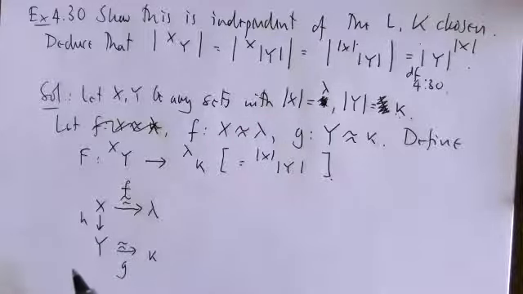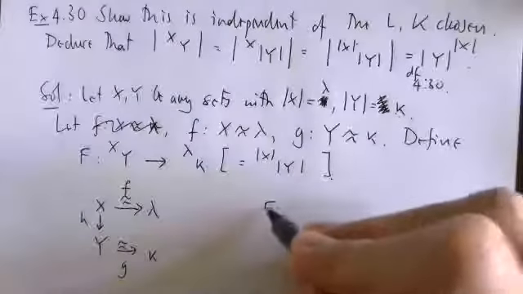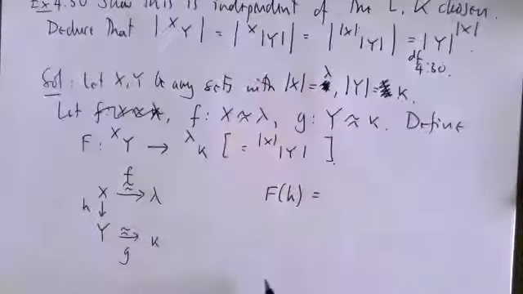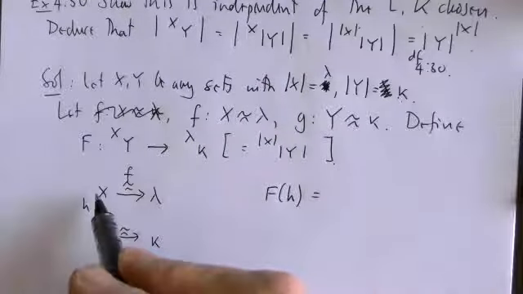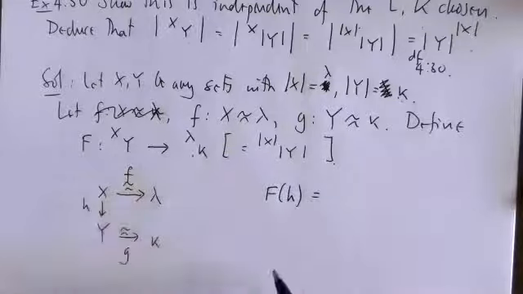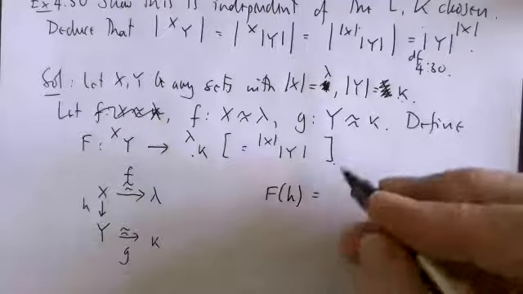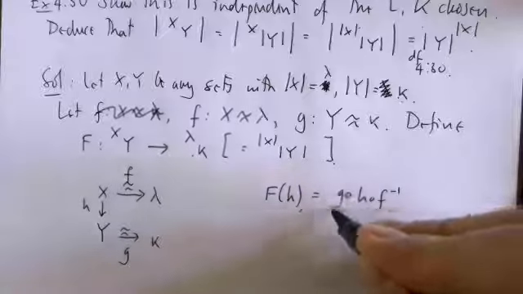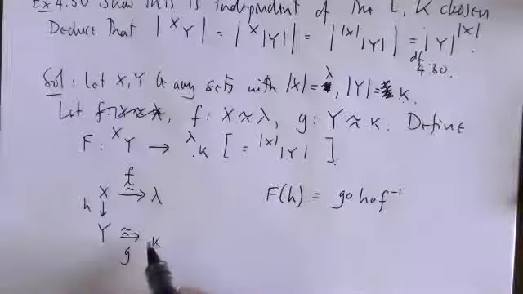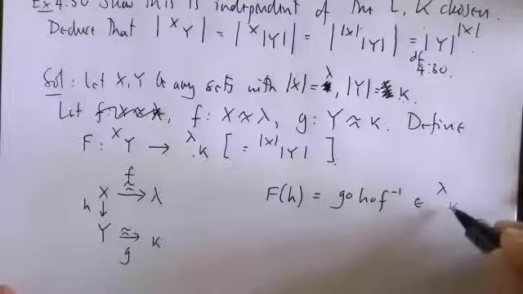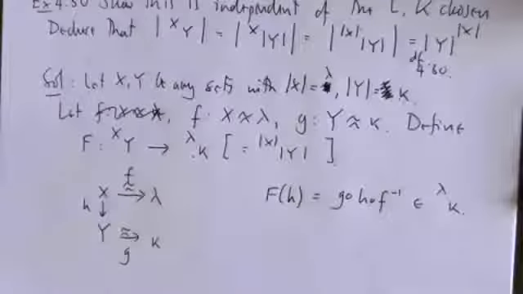And I just use the following. So I'll say let F of h be the function that's the inverse of f followed by h followed by g. And then that will be a function from lambda into kappa over here. So that was f to the minus 1 followed by h followed by g. So it'll go around like this. So this is in kappa to the lambda here.